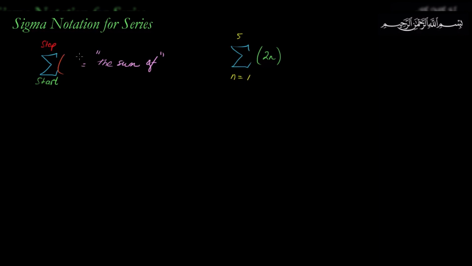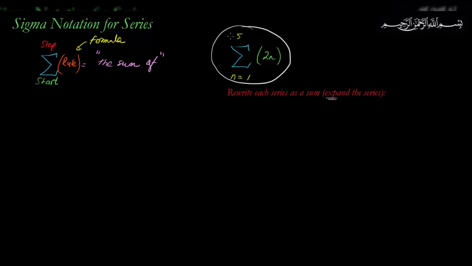Now what's written over here is the rule, or the formula, that is used to generate the series. In this particular example, the rule that will generate the series is 2n. So the way you would generate the series is as follows. Our instructions here might be to rewrite each series as a sum, or expand the series. All of this over here represents a series in a compressed, compact form. So if you were to rewrite this series in the expanded form, this is how you would do it.